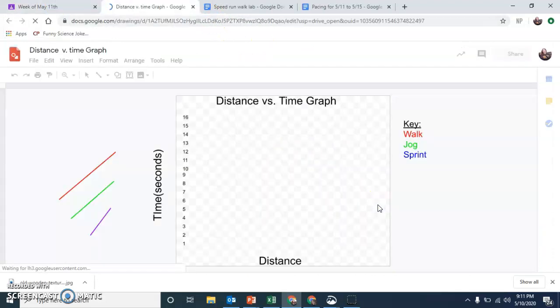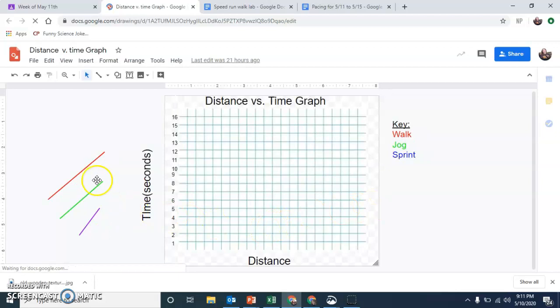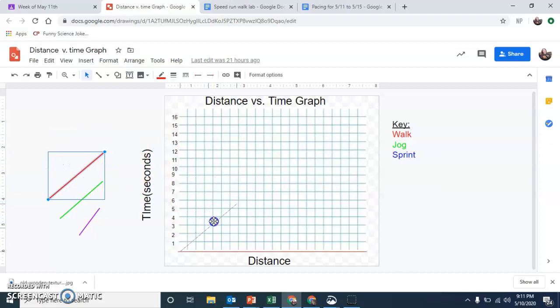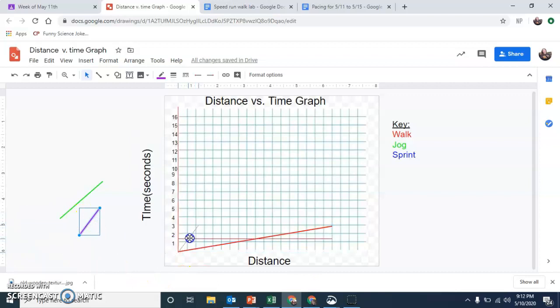So I've set up the graph for you for the most part, but I want you to use these 3 lines. So for example, if I was walking, I would put the start of my line there, and I would say that I walked about 3 seconds to do the 6 blocks, or whatever it is. And then I would take that and I would say, oh, this goes up here, or wherever I thought it went.